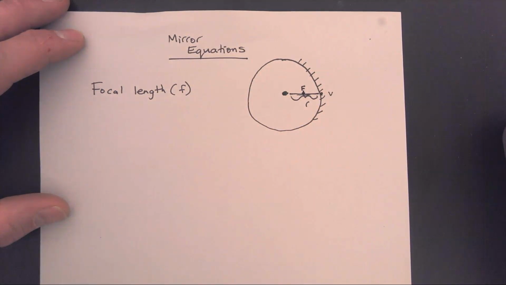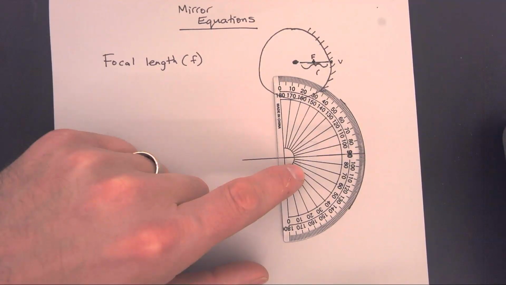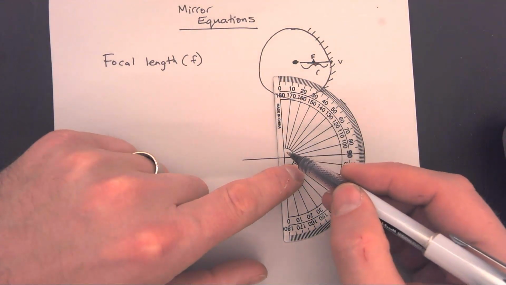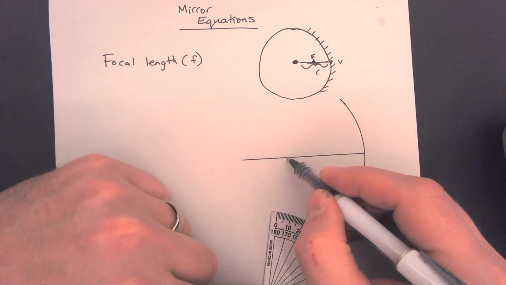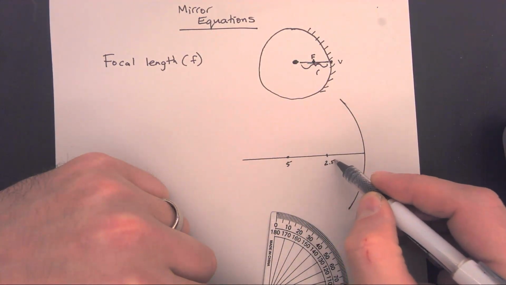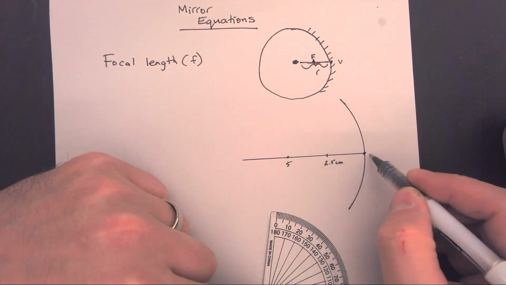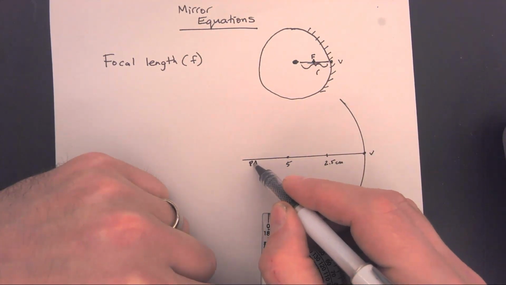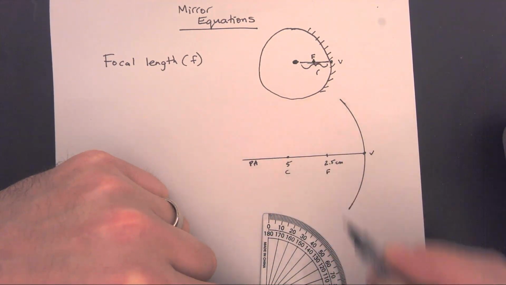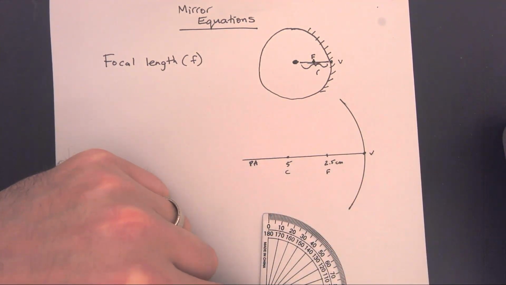It's located right here. Here I'm setting up a ray diagram using a protractor. The protractor is 5 centimeters across from the center of a sphere. So if this is 5 centimeters, then the focal length will be exactly 2.5 centimeters from the vertex. Reminder again, this is known as the principal axis. So if this is C, this is F here.